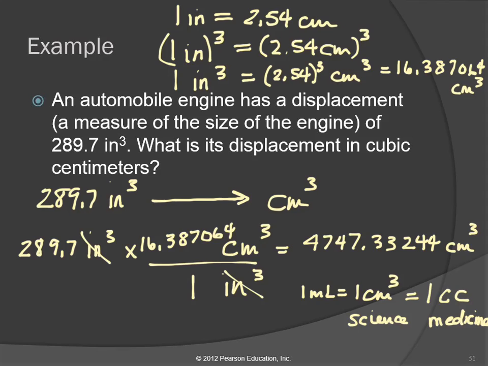How many significant figures should my answer have? 4. This has 4. This one came from an exact conversion. When we cube it, it is still exact. And so that's not going to affect the number of significant figures in our answer. And so this will be 4,747 cubic centimeters. Any questions?